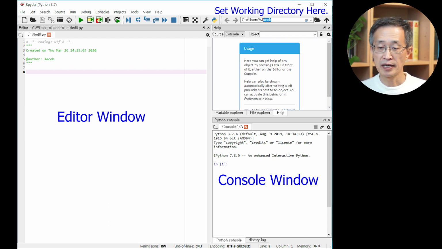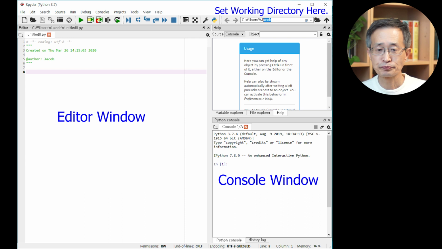So this is the editor. Let me briefly explain what these are. This is the editor window, and this is the console window. Let me just explain a couple of things, assuming that it's your first time to look at this window, this Spyder editor.